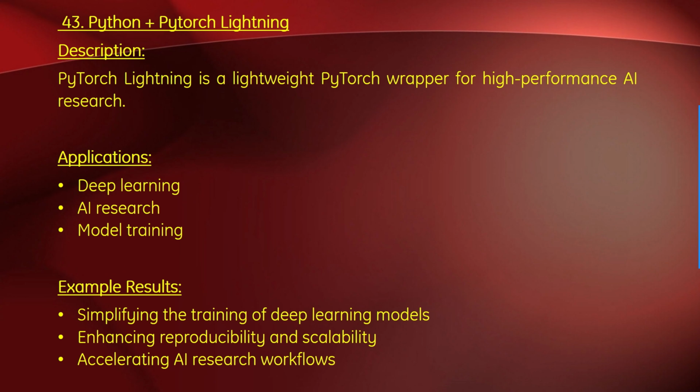The next one we have is Python plus PyTorch Lightning. PyTorch Lightning is a lightweight PyTorch wrapper for high performance AI research, and applications here include deep learning, AI research, and model training. Some of the examples where this is used are simplifying the training of deep learning models, enhancing reproducibility and scalability, and accelerating AI research workflows.